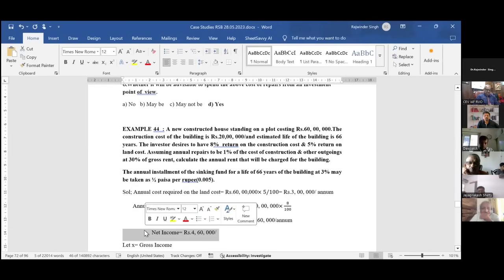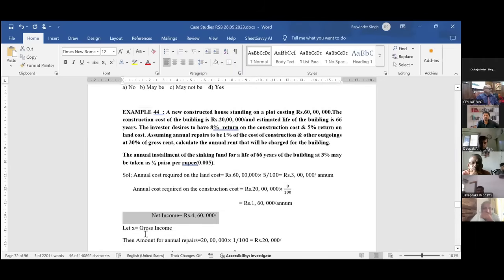But remember, in case you have to calculate the rent, you have to calculate the gross rent. This is net rent. What is gross rent? Gross rent is net rent plus outgoings. As you know, net rent is equal to gross rent minus outgoings. So for gross rent, you have to calculate net rent plus outgoings.